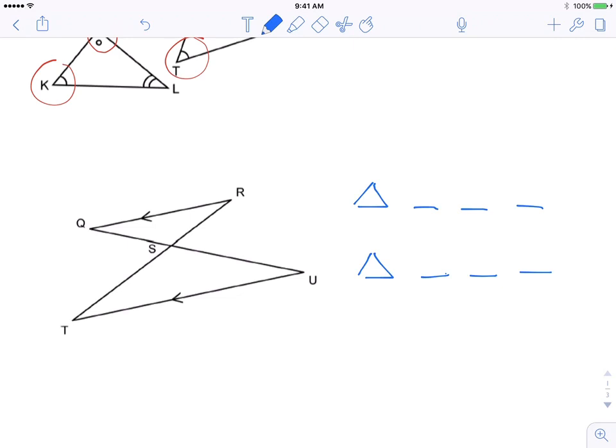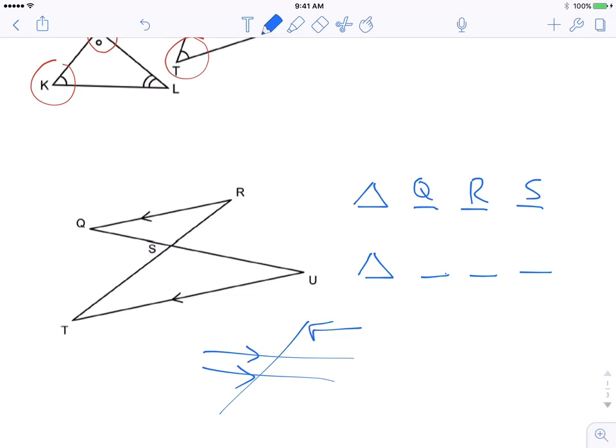All right, I'm going to start off with the first one. It doesn't really matter, I'll call it QRS. And what corresponds with Q? Well, I'm looking at this line here being parallel to this line here. I know that because of those symbols that we see. And that tells me, and you might remember this from elementary school, you have two parallel lines and a transversal.